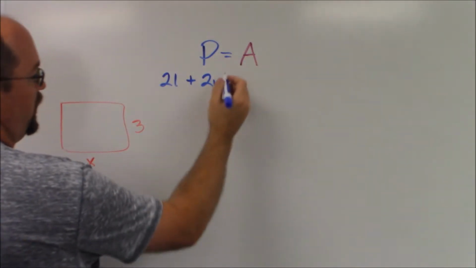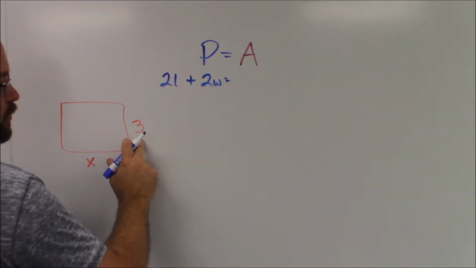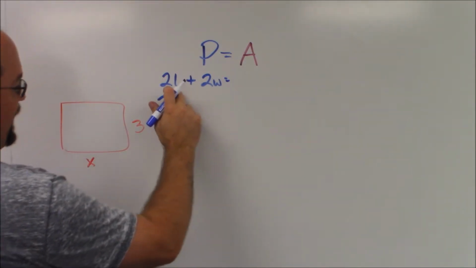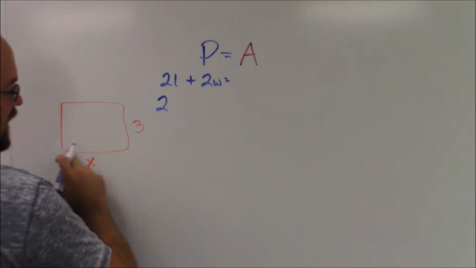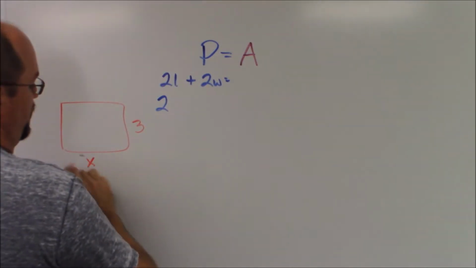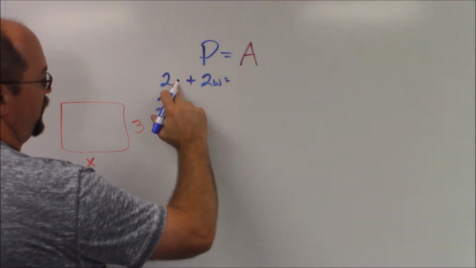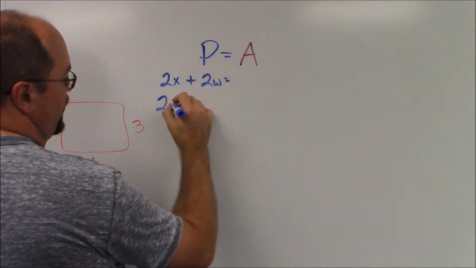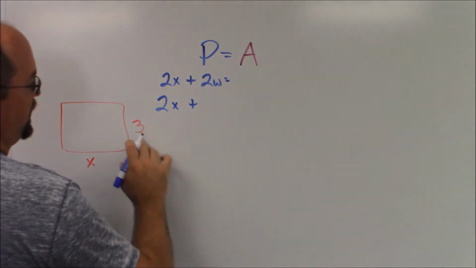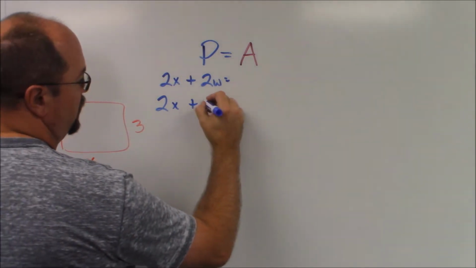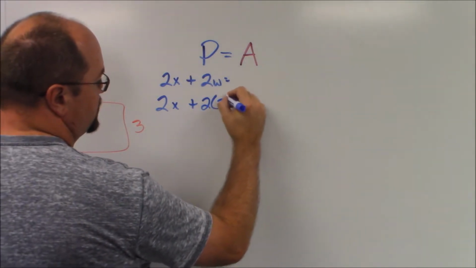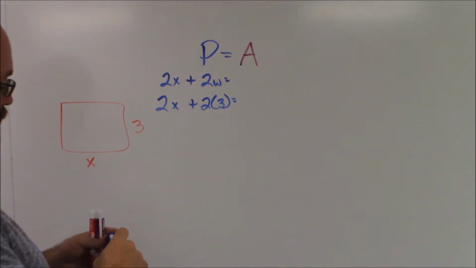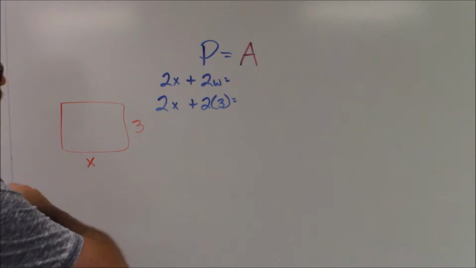All right? Now, our width in this case, we're told is 3. And I'm going to change L to X because X is the value of our length here. So I'm going to go ahead and erase the L and put an X here just for consistency. So we're going to have 2X plus, and then 3 is our width, 2 times 3. All right, so here's our perimeter expression for the left side of this equation.